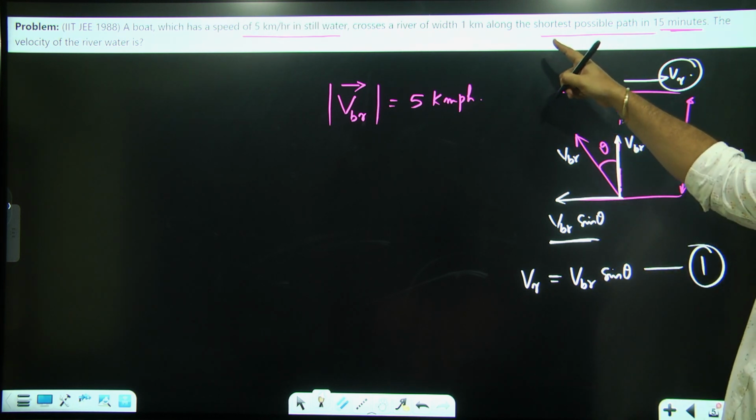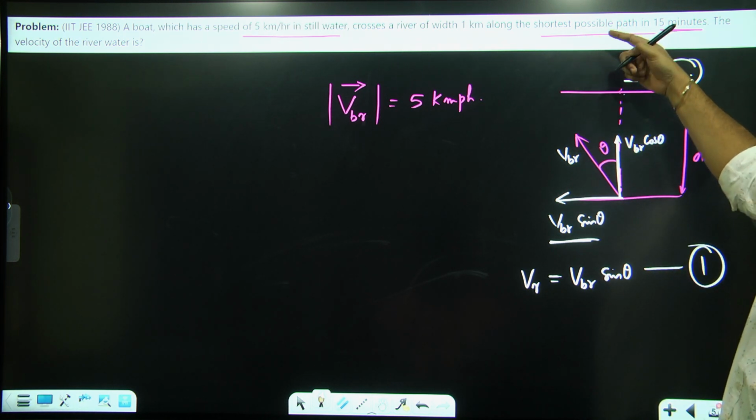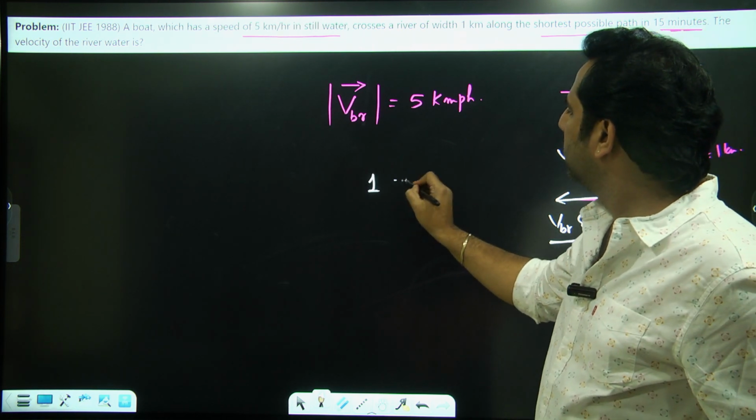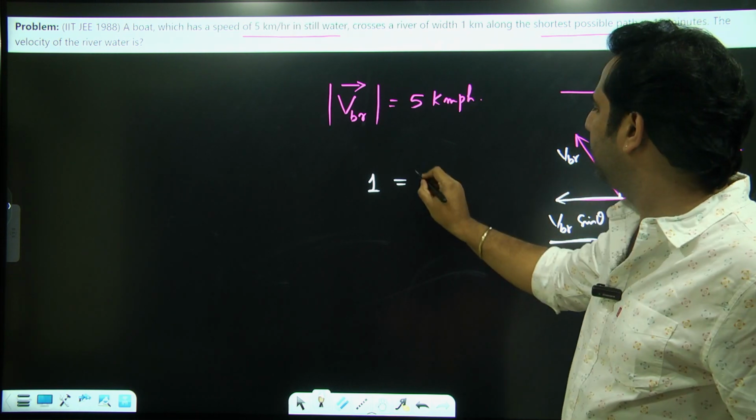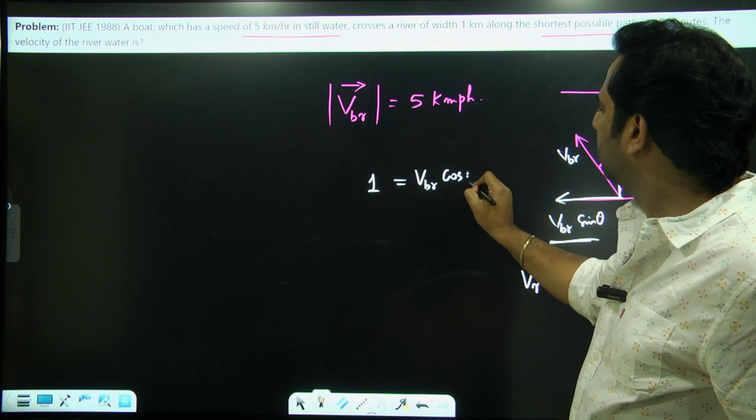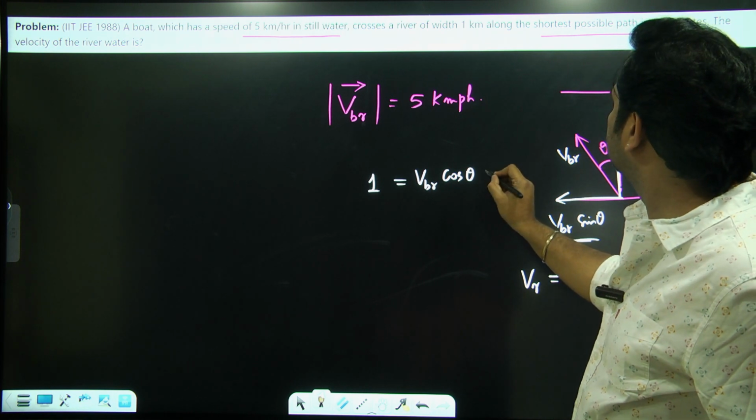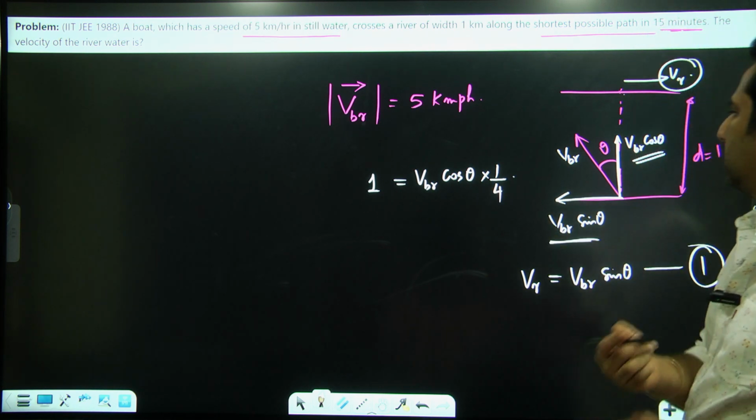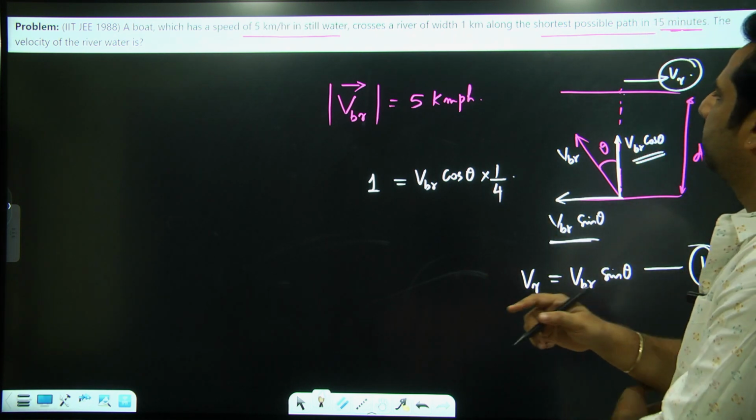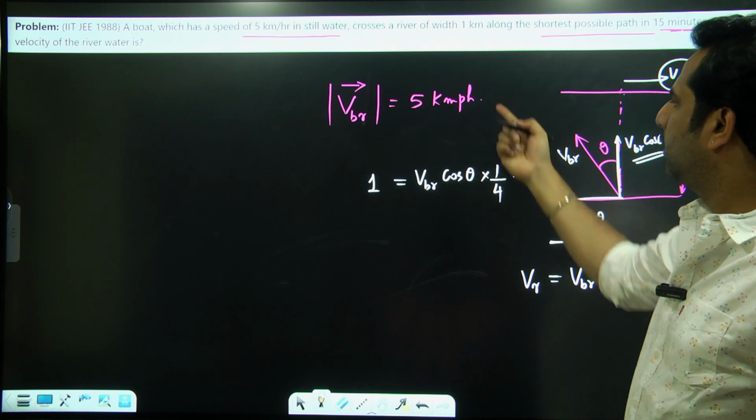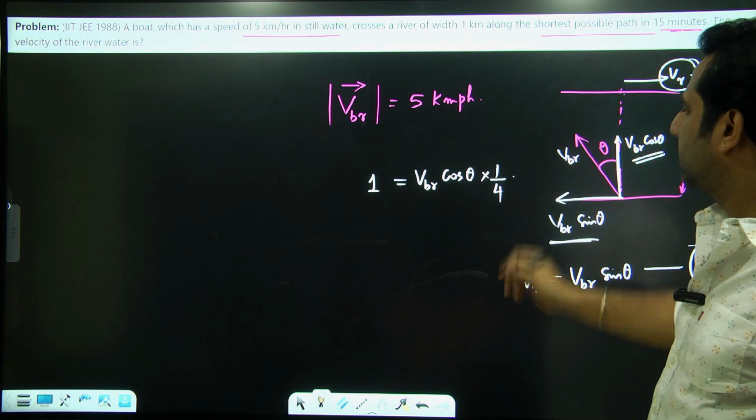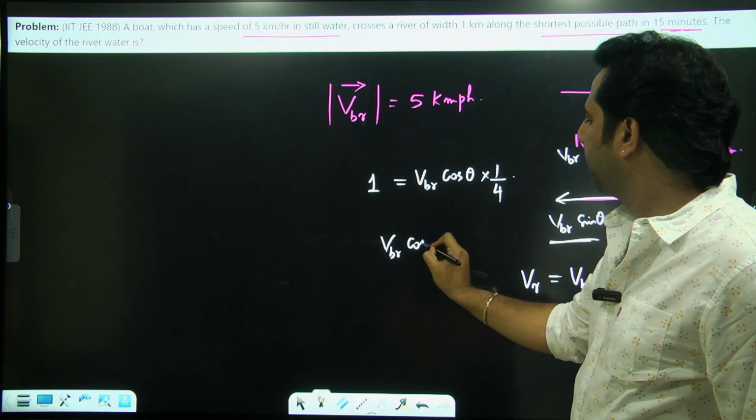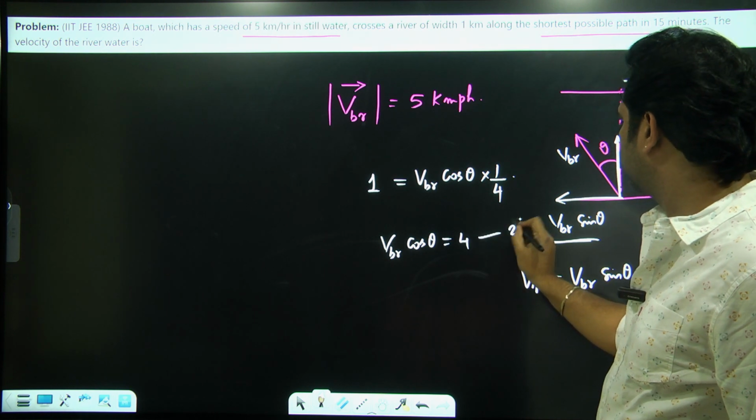And he is crossing the river in 15 minutes. So vertical displacement 1 km is equal to vertical velocity, that is VBR cos theta, into time, that is 15 minutes, which is 1/4 of an hour. Because everything I am getting in terms of kilometers and hours, and the speed is kilometer per hour. So 15 minutes is 1/4 of an hour. So I'll write VBR cos theta is equal to 4. This is the second equation.